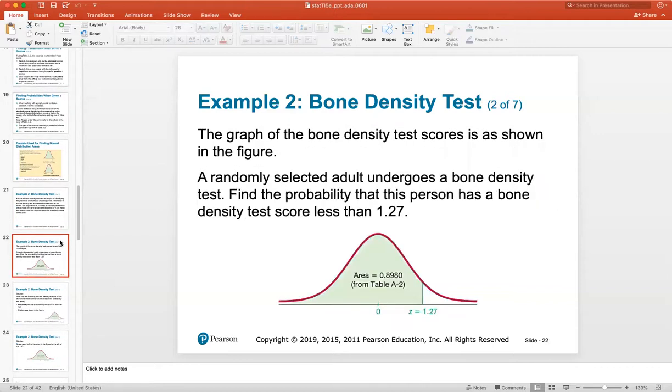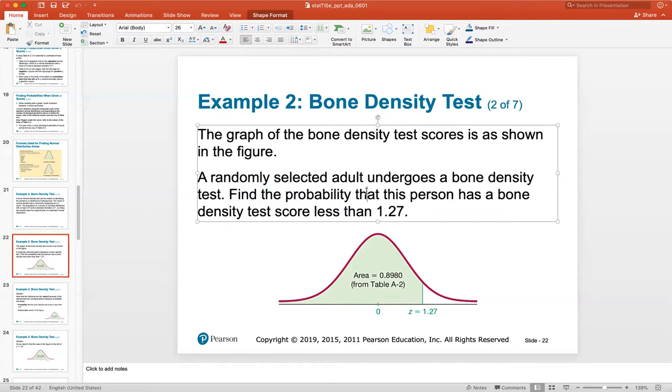The graph of this bone density test score is shown in the figure, because the problem says that the test score follows the standard normal distribution. So the graph of the density curve must be bell shaped and symmetric about mu, which in this case is 0. Now, a randomly selected person undergoes a bone density test. Find the probability that this person has a bone density test score less than 1.27. To find the probability for a continuous random variable, we have to find the area under the graph of the probability distribution, I mean the density curve.